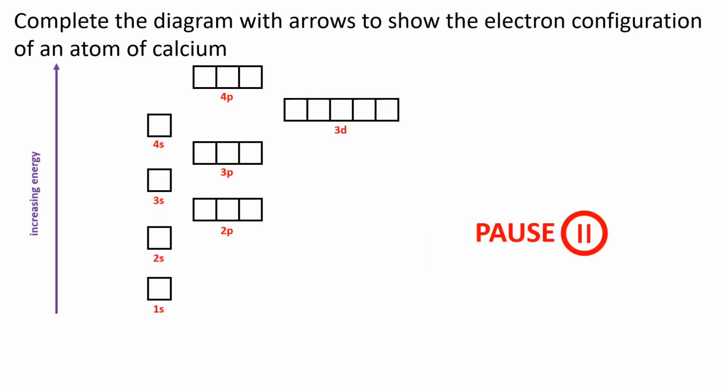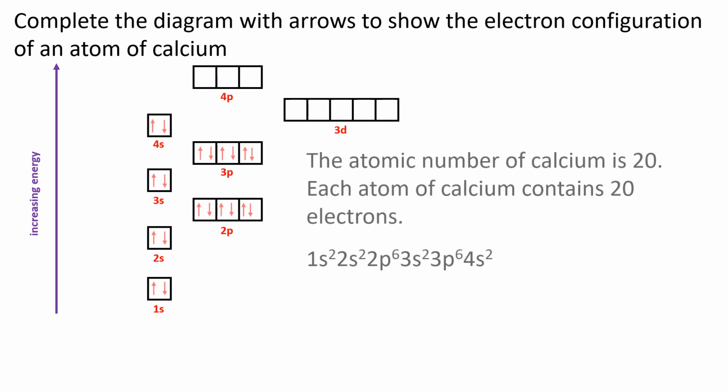Pause the video and see if you can complete the answer to this question. It's the same as the previous example, but I've swapped sodium for calcium. The atomic number of calcium is 20. Each atom of calcium contains 20 electrons. The shorthand electron configuration in SPD notation is 1s2, 2s2, 2p6, 3s2, 3p6, 4s2.